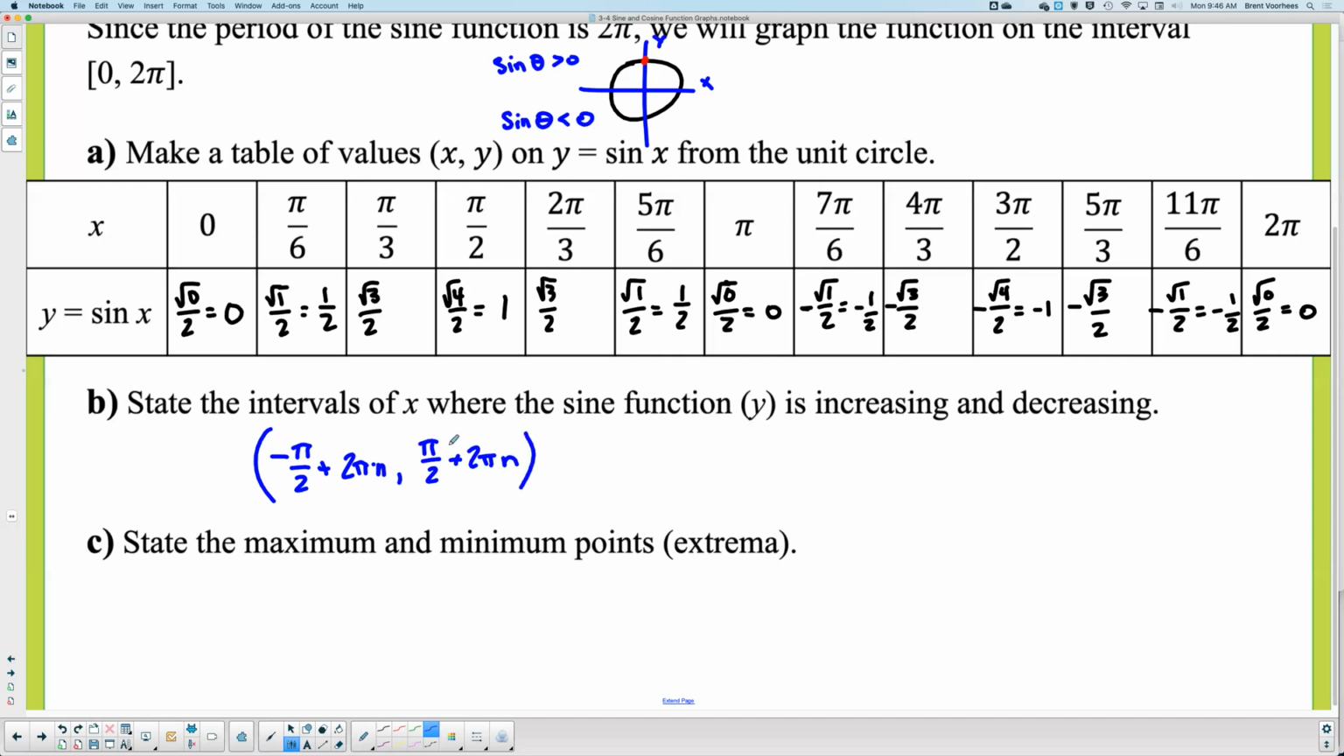Now, this would be for the sine function, not the sine function that's restricted here. That would just be in general. It would always increase there. That's where it's increasing. Ran out of space there, increasing. Now, decreasing.